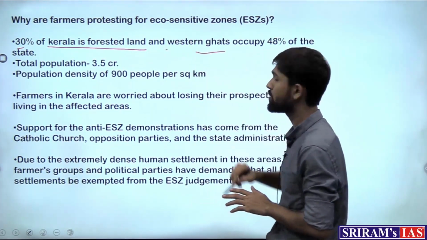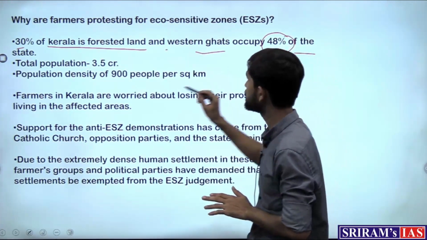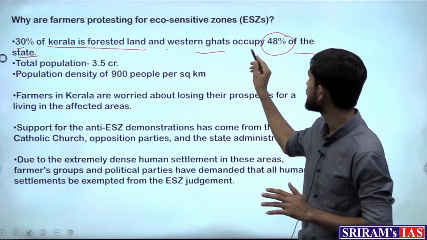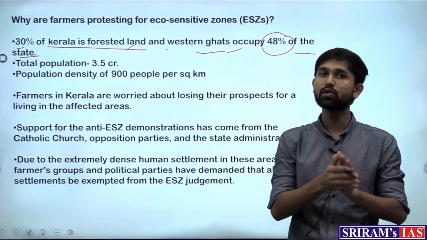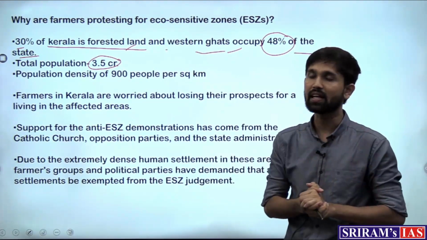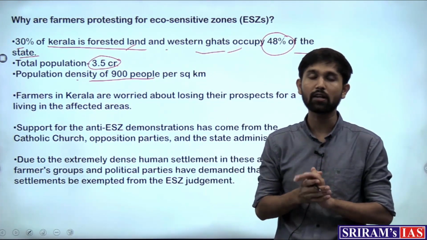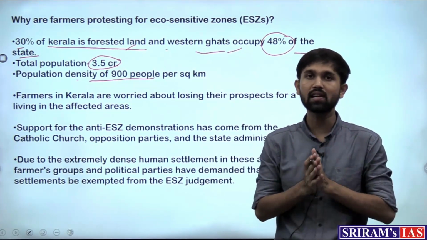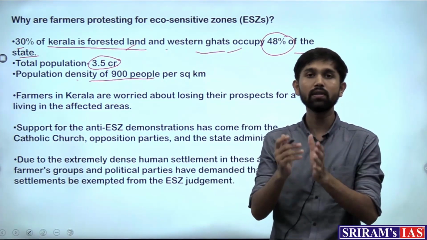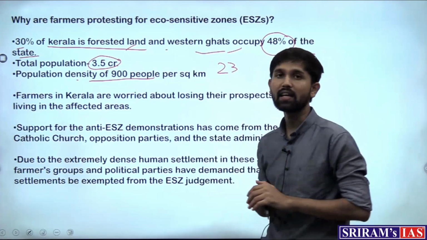And Western Ghats, which occupy a major part of Kerala, occupy around 48% of the state, right? So this shows that much of the area of the state is occupied by the Western Ghats and forested lands, which would mean what? That the 3.5 crore population of the state has to live in limited areas, and that is why the population density of the state is around 900 people per square kilometer. The Kerala authorities are citing as the reason that they anyway have less area in the state to occupy and work with. With respect to this, they already have 23 protected areas in the state.